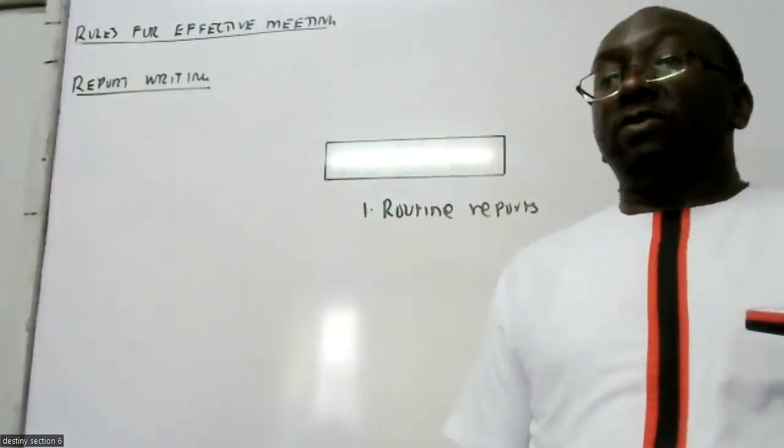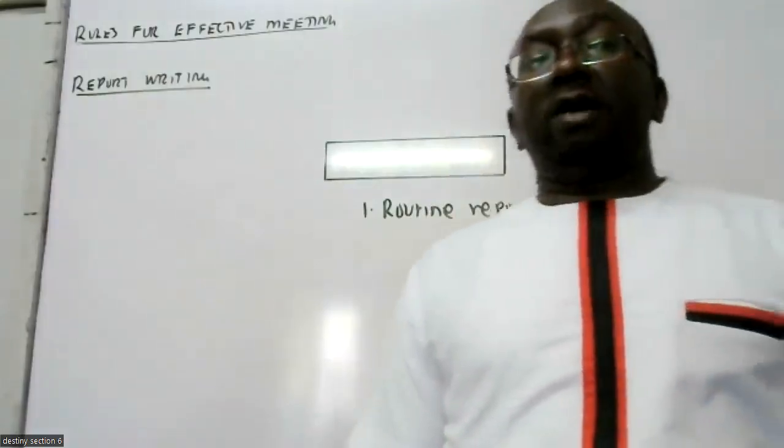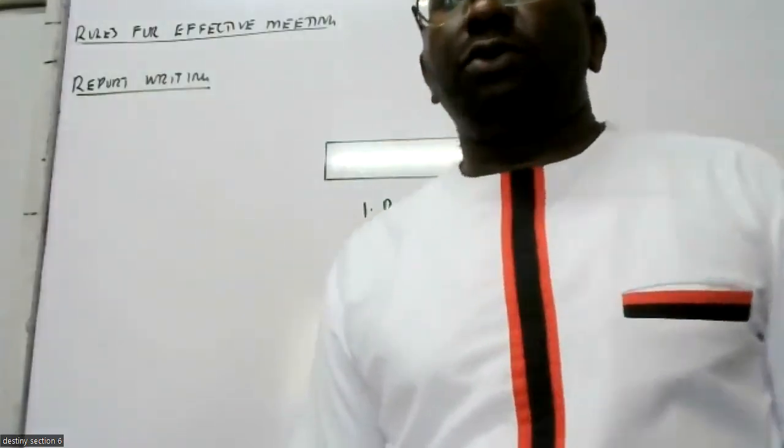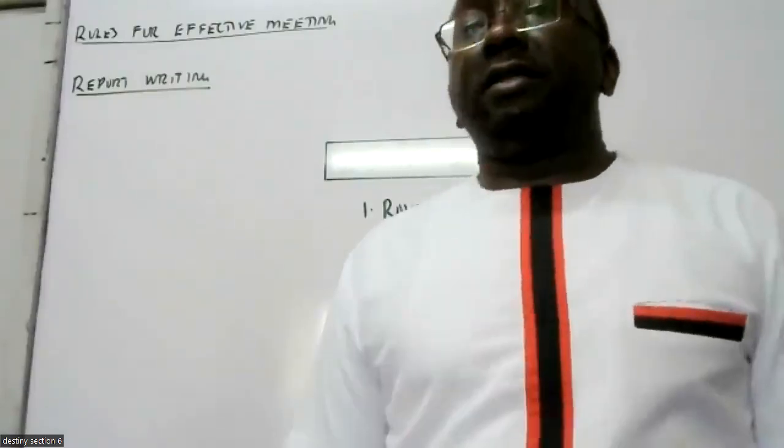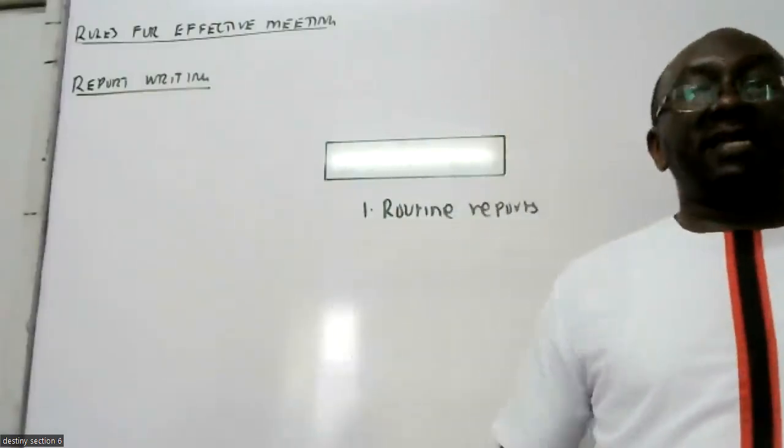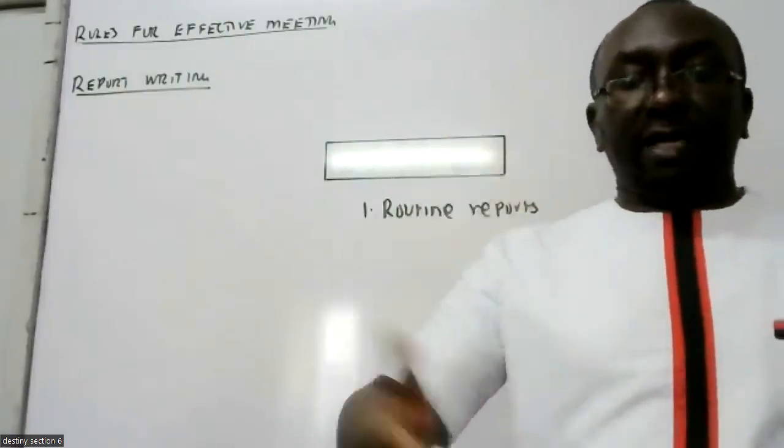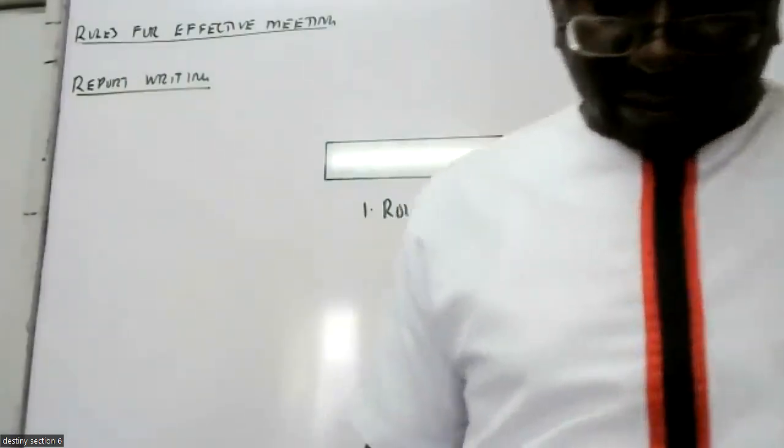You see, like the register you sign, that's a routine report. It's supposed to show us who was in class. And you can see the register is already pre-designed. Every now and then, we have people coming to class.